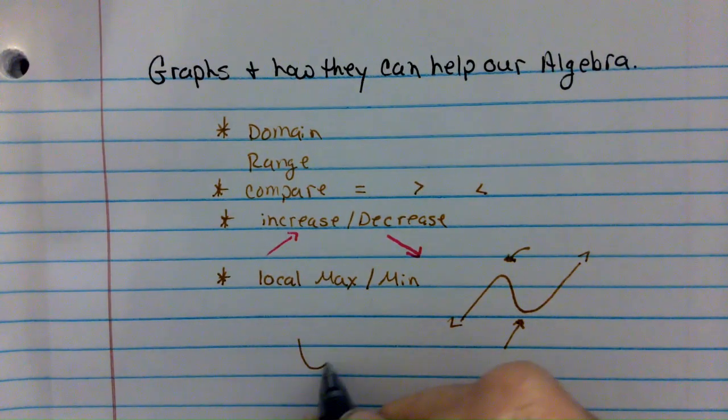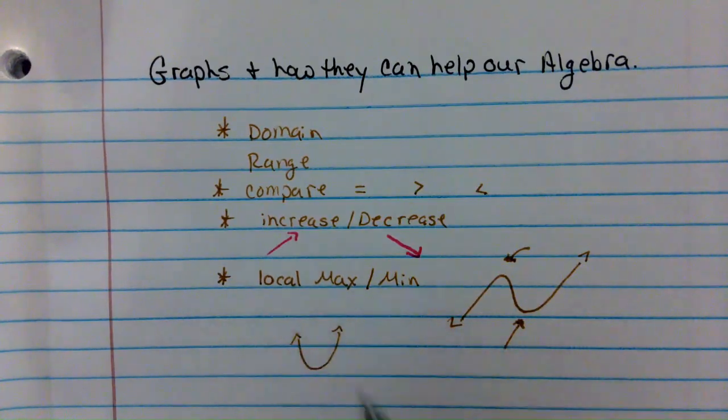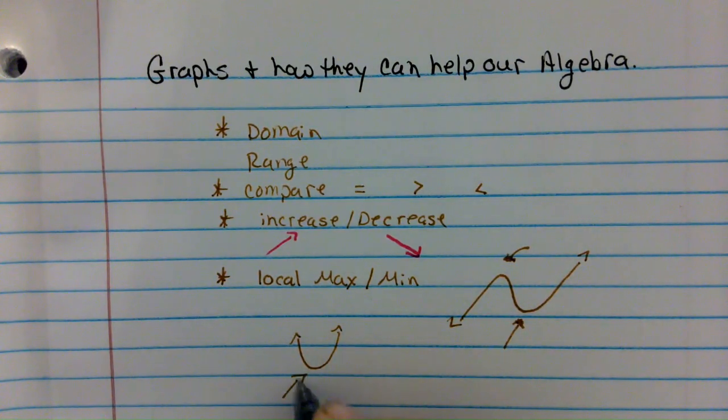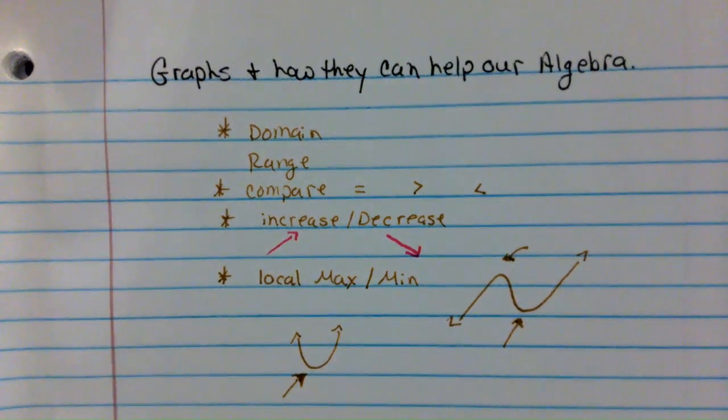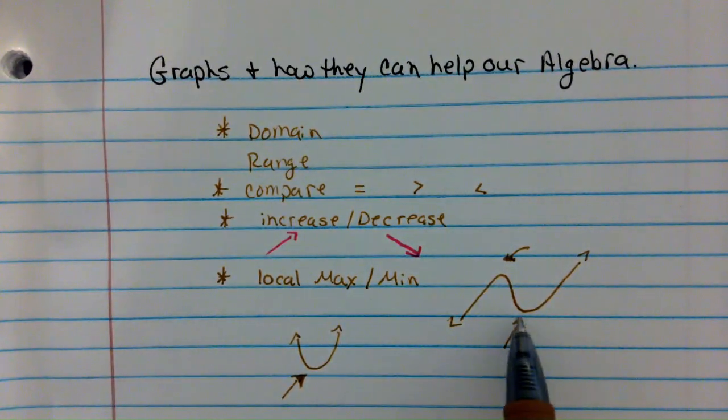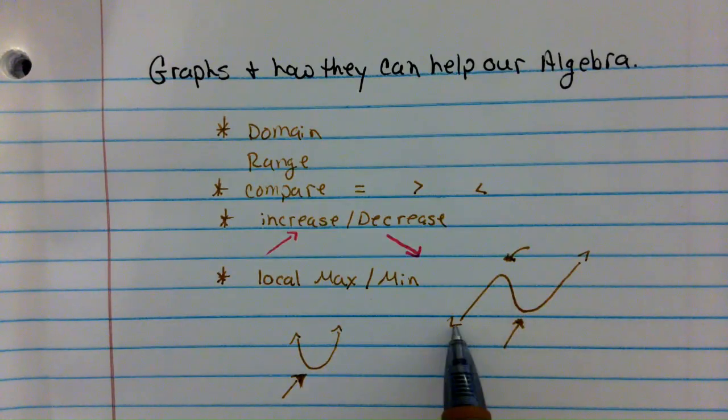Whereas this graph has no maximum and it has what's known as a global minimum because it's the lowest point ever on the graph. Where this is just locally the lowest point, it still goes lower. And we can actually use technology to calculate those, and then if we have been taught how to do the algebra, we can use the algebra to support it. So keep that in mind.